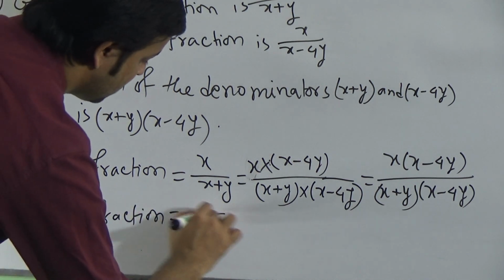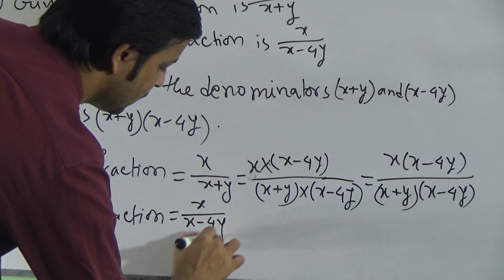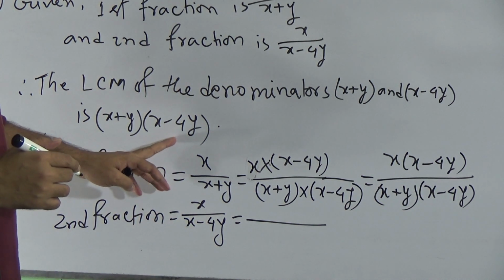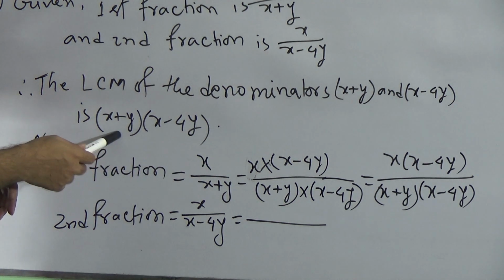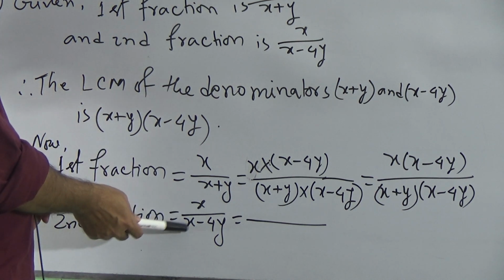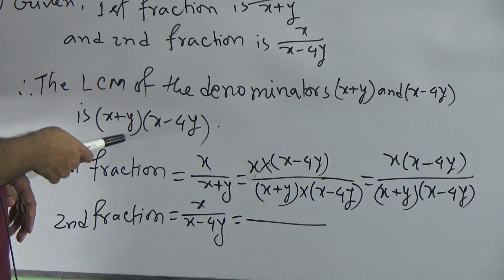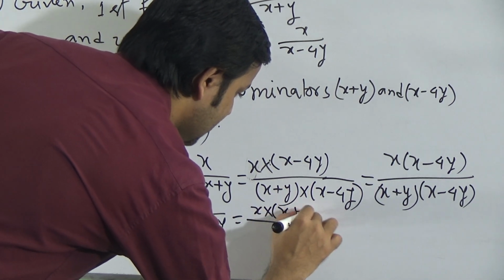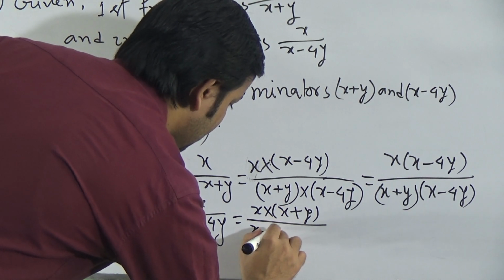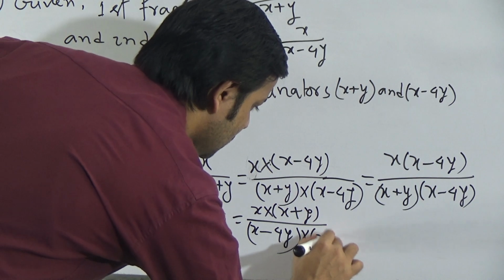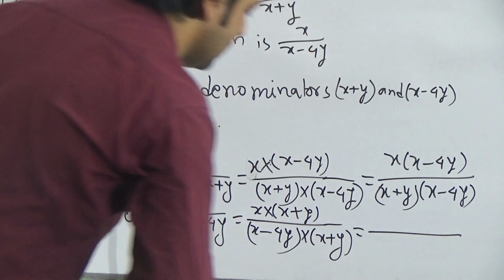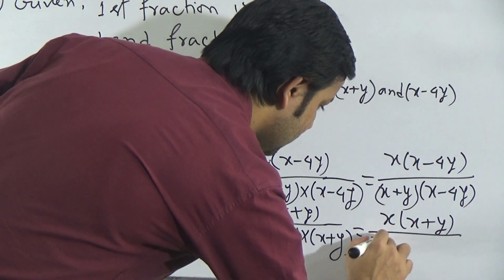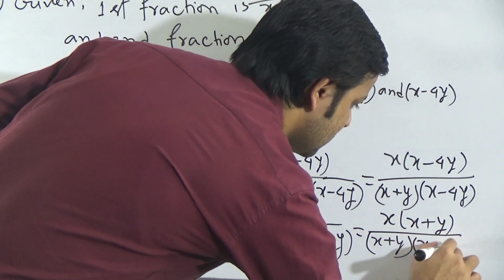Second fraction, that is x by x minus 4y. Dear students, notice that here the denominator is x minus 4y. So if we divide the LCM by x minus 4y, this x minus 4y will vanish and x plus y will be the quotient. So we have to multiply both the numerator and denominator of the second fraction by x plus y. So we can write x into x plus y, and x minus 4y into x plus y. If we multiply, we will get in the numerator x into x plus y, and in the denominator x plus y into x minus 4y.